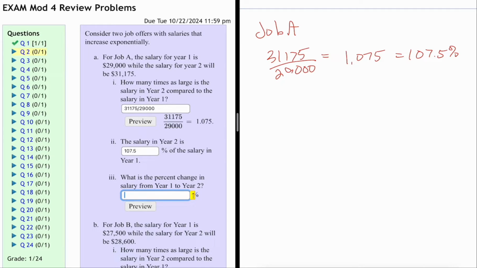What is the percent change? Well, just take off 100. That's your change. If it's positive, keep it positive. In this case, it went up by 7.5%.